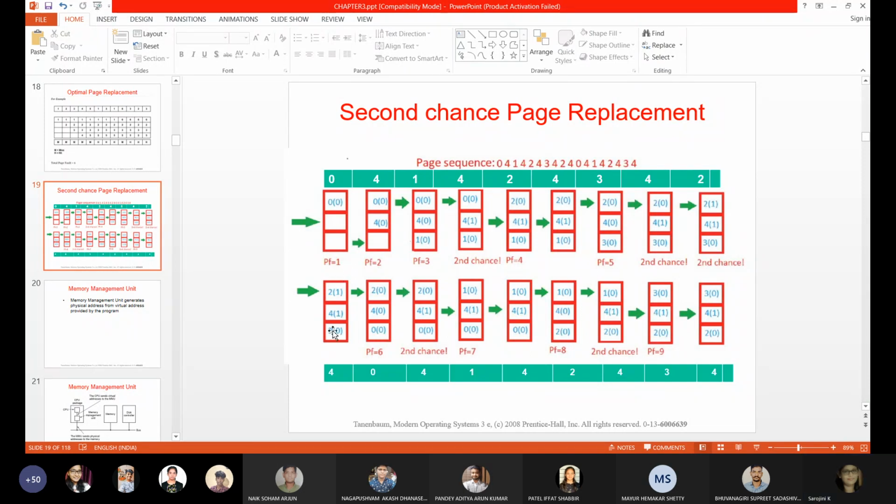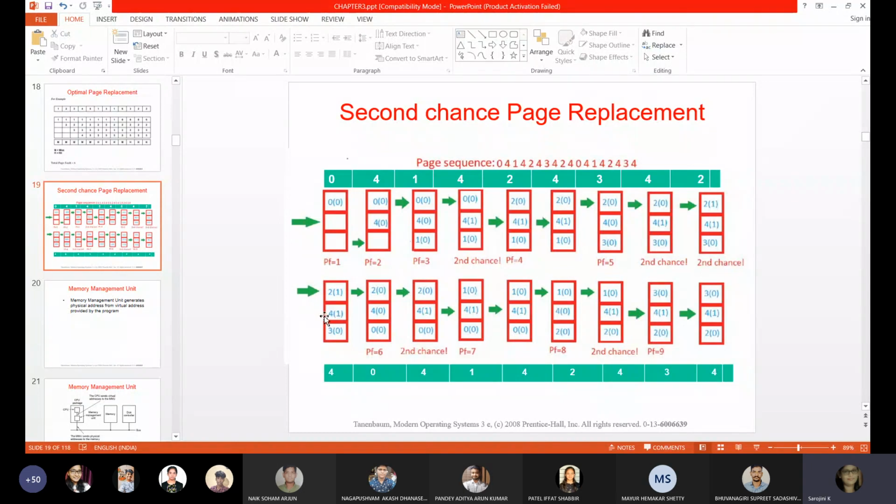Okay. Now the next page, number 0, comes. Page number 0 was not there in the main memory, so any one of the pages should be removed. Which page? The pointer page. But the pointer page cannot be removed because its reference bit is 1. We will try the next page by moving the pointer ahead.